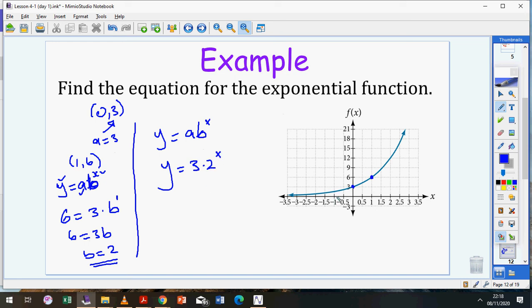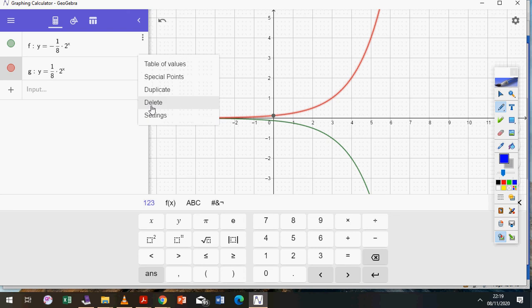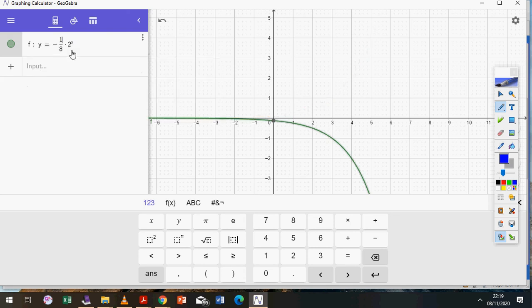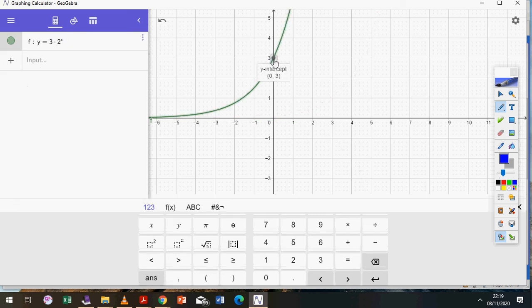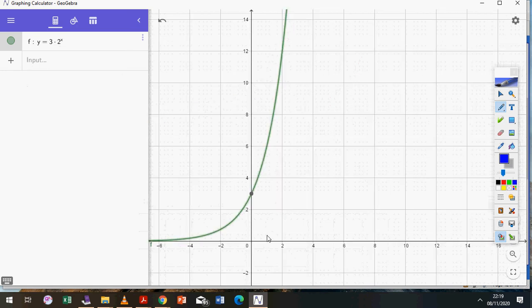And that is a graph that passes through x is 0, y is 3, and then it has a shape like that. When I go to this and try to graph 3 times 2 to the power x, then it looks like that. Same graph: it has a y-intercept of x is 0, y is 3, and passes through when x is 1, y is 6. So that is the same graph. That's just proving that we're on the right track.